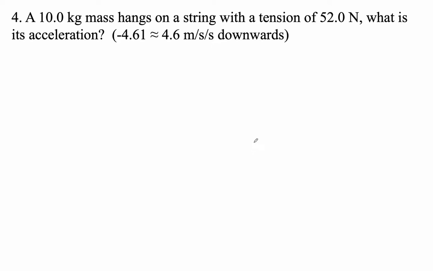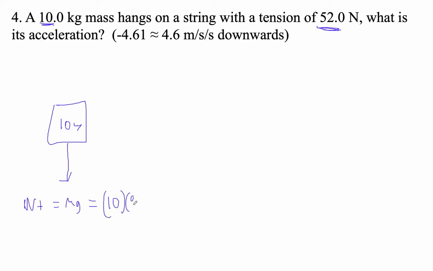A 10 kilogram mass hangs on a string with a tension of 52 newtons. What is its acceleration? Okay, so let's see, 10 kilogram mass. There's a force of gravity down, right? And that force, the weight, is mg, which is equal to 10 times 9.8, or 98 newtons down, right?